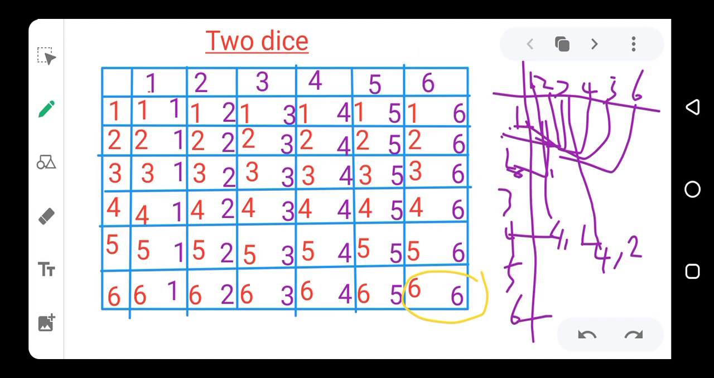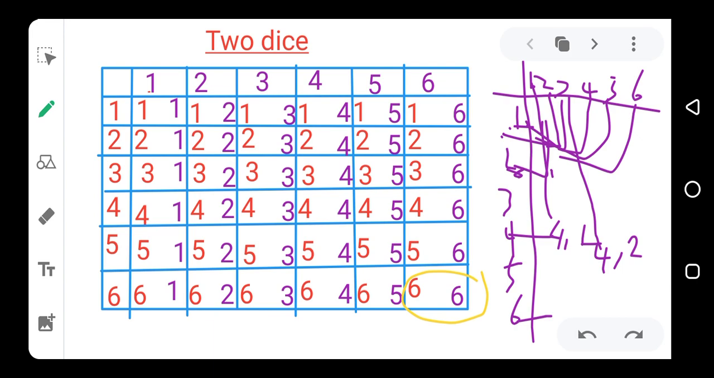This 1, 1 means 1 in the first row and 1 in the second row. 1, 2 means 1 in the first row and 2 in the second row. 1, 3 means 1 in the first row and 3 in the second row. 6, 3 means 6 in the first row and 3 in the second row. They can ask you what is the probability of getting 4 in the first row and 5 in the second row.